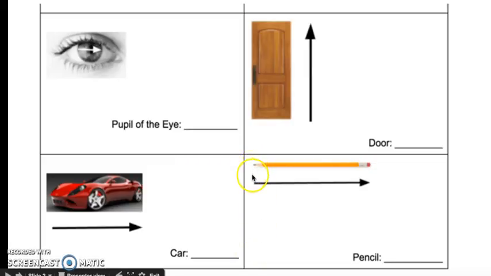Now let's take a look at a pencil. We're going to measure the pencil from the tip all the way to the end. What unit would we use? Millimeter, centimeter, or meter? Write your answer on the line right here. Press pause, press play when you're ready to go on.